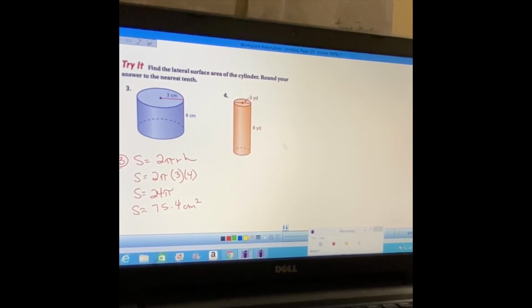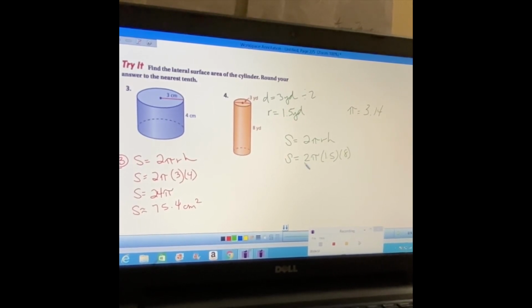Let's come over here and look at this tall cylinder. Now, they give us a diameter, it's 3 yards, but we want the radius. So we need to divide that by 2. So we find out that the radius is 1.5 yards. Okay, so again, surface area equals 2 pi r h. Now remember, for pi, we're using 3.14. Okay, so surface area equals 2 times pi times our radius, which is 1.5, times our height, which is 8.